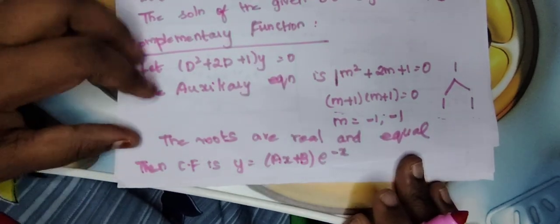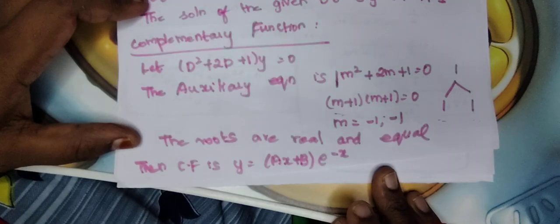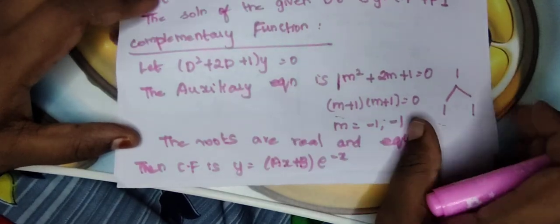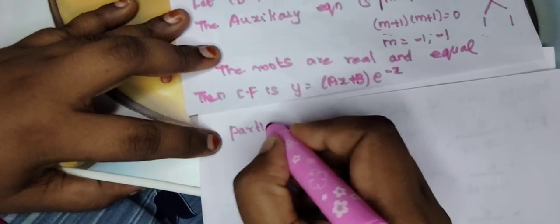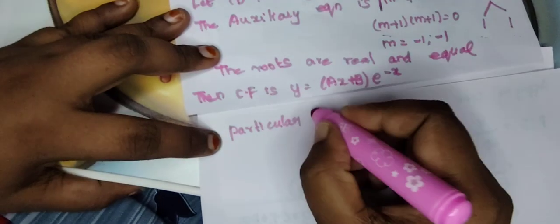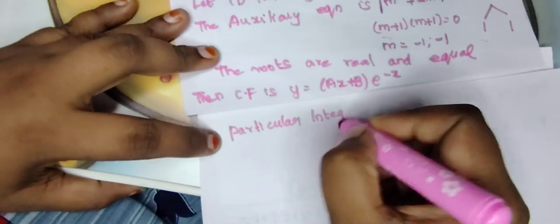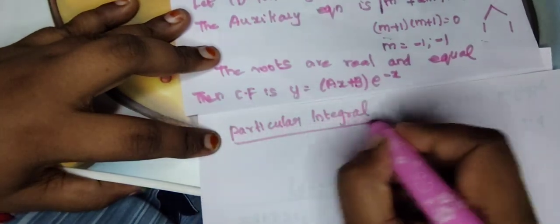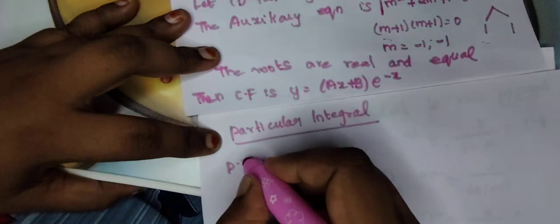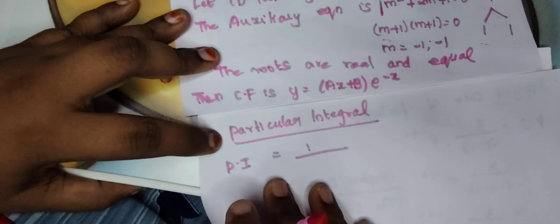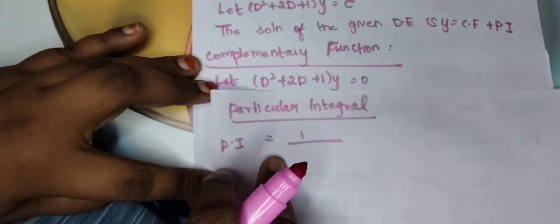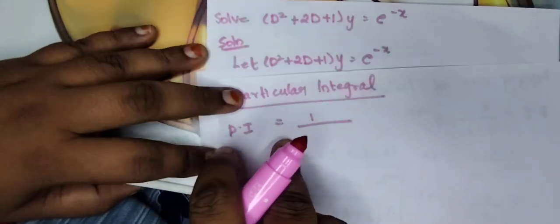Now we have found the value of the complementary function. Now we need to find the value of the particular integral. So next I am going to find the value of the particular integral. I'll write the heading: particular integral. To find it, we write PI is equal to, PI is nothing but particular integral.